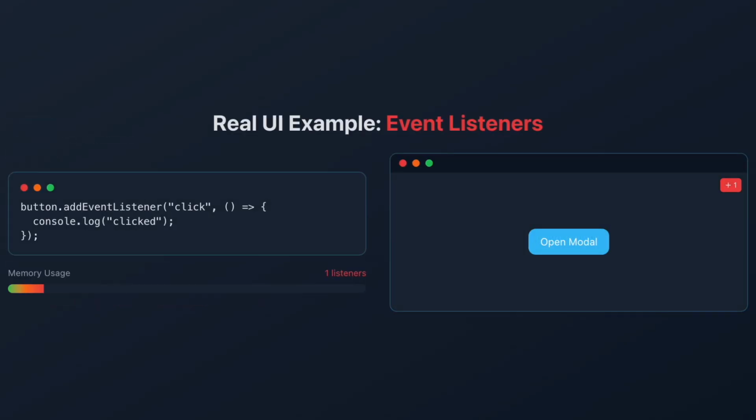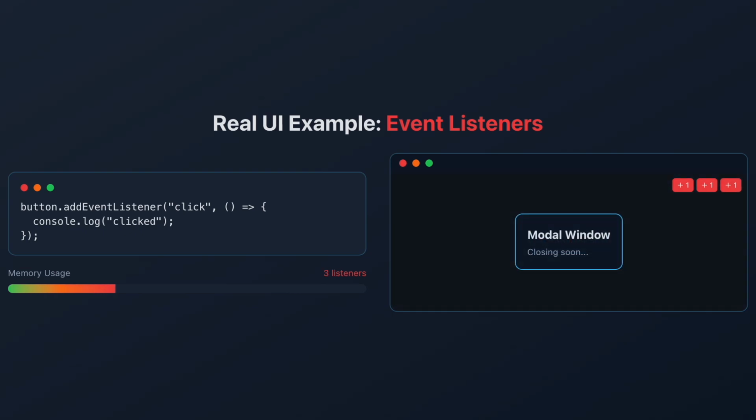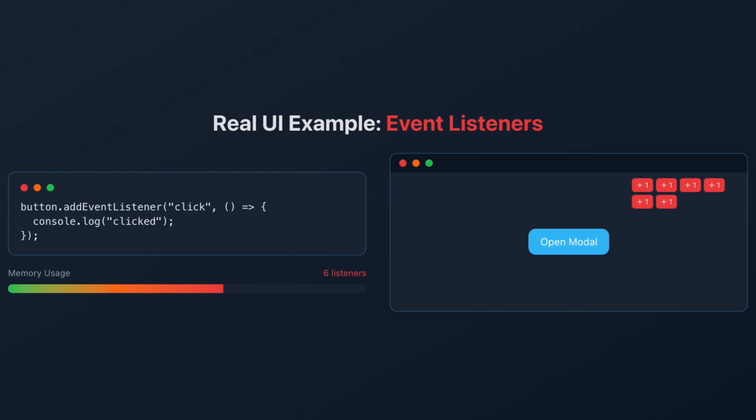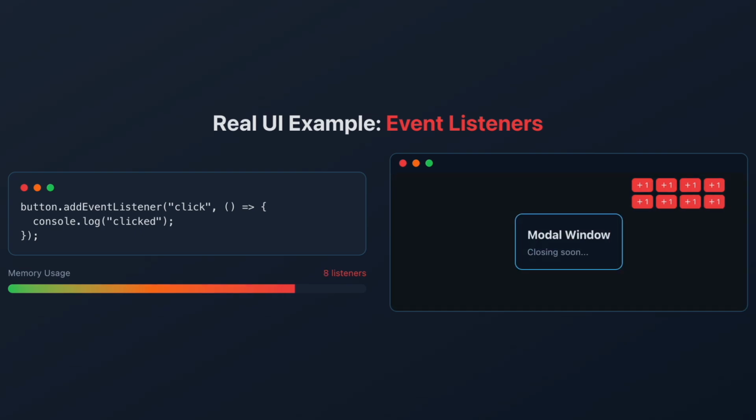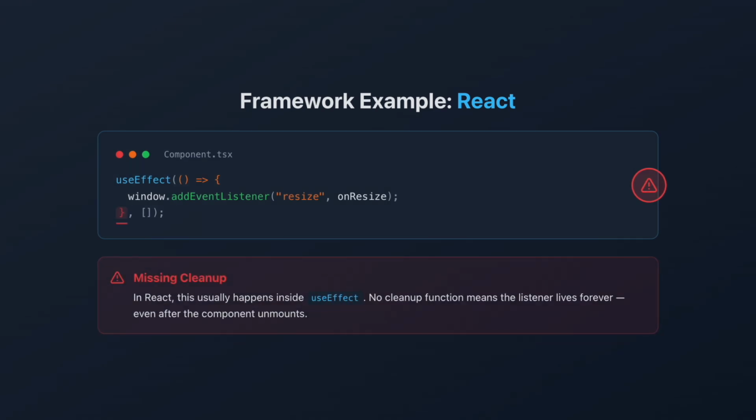One of the most common causes: event listeners that are added but never removed. Every time this modal opens, memory usage increases. In React, this usually happens inside useEffect. No cleanup function means the listener lives forever, even after the component unmounts.